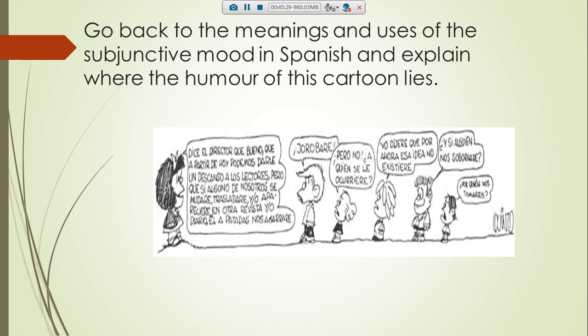Another assignment for Friday is an exercise we have in our Manual de Cátedra, uploaded in our virtual classroom. By the way, you can read about subjunctive mood on pages 120 through to 123, where you have this exercise. So I would like you to take your time and also speak about this in class. Go back to the meanings and uses of the subjunctive mood in Spanish and explain where the humor of this cartoon lies.